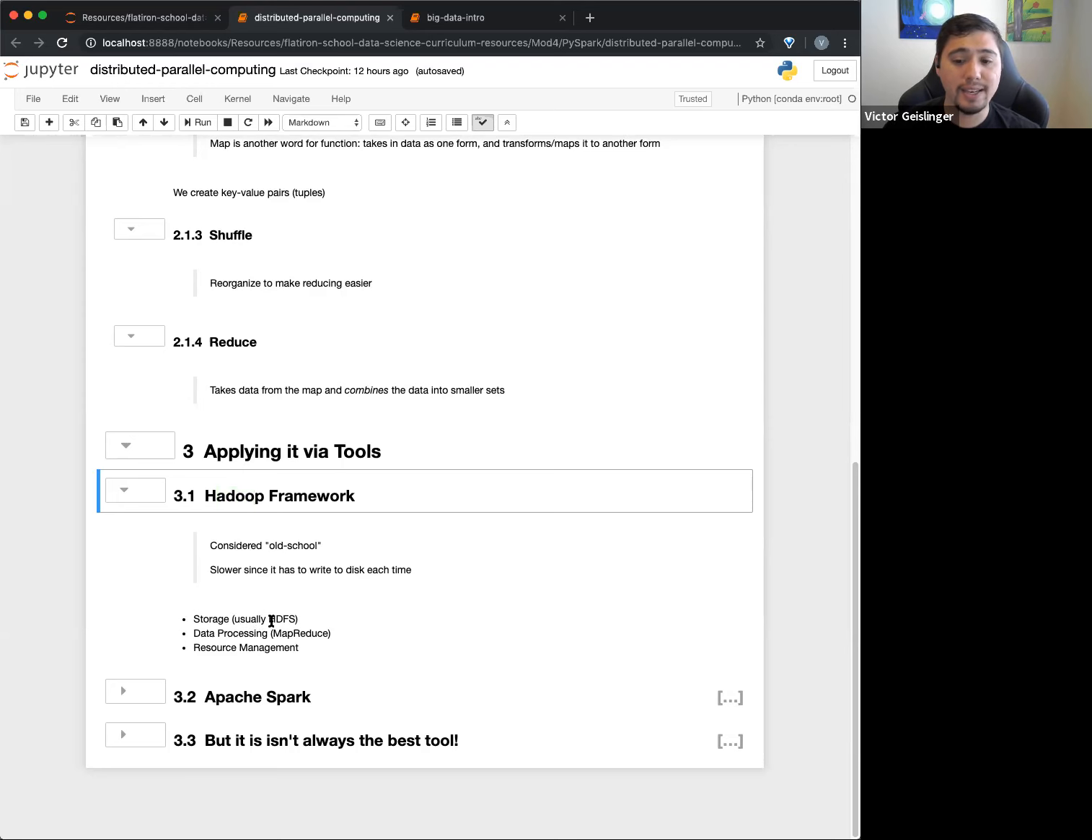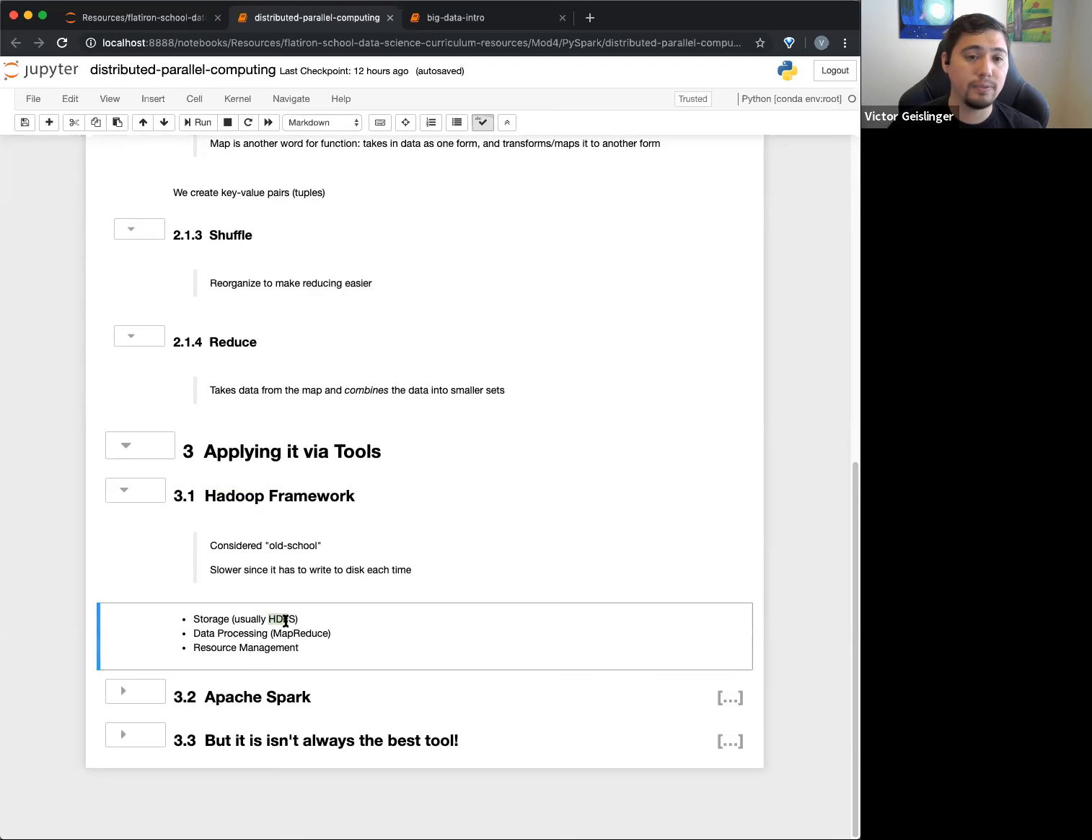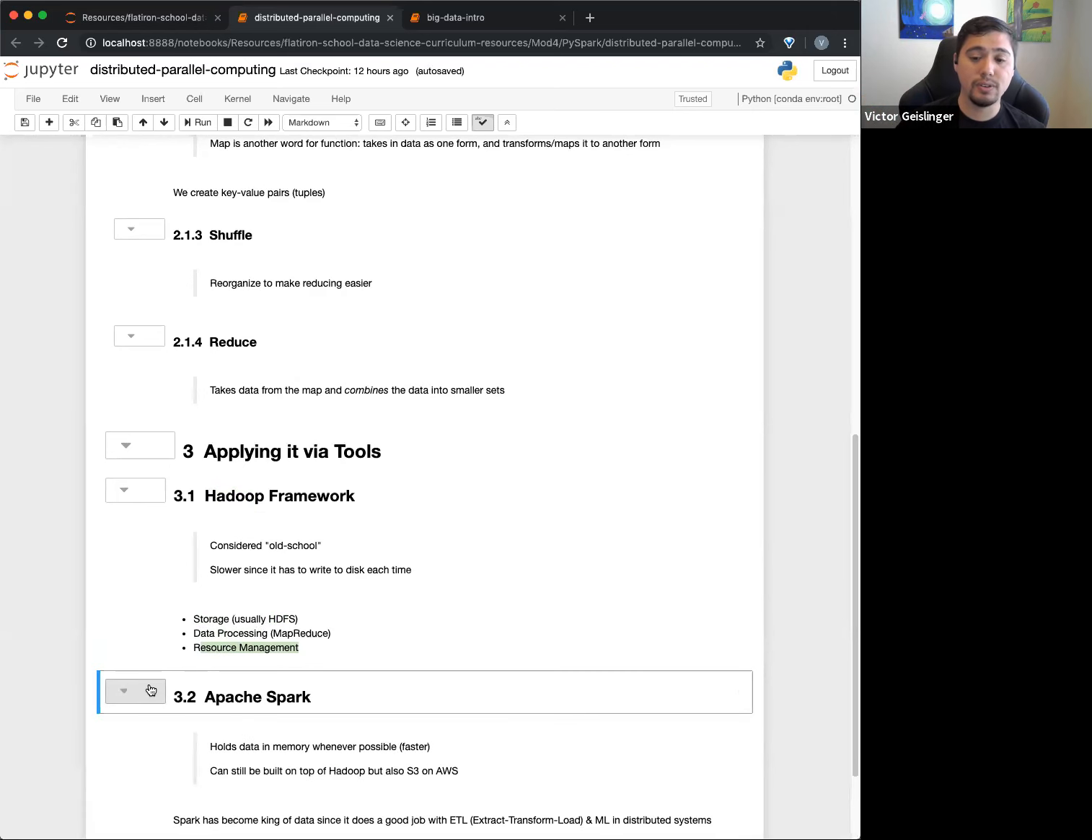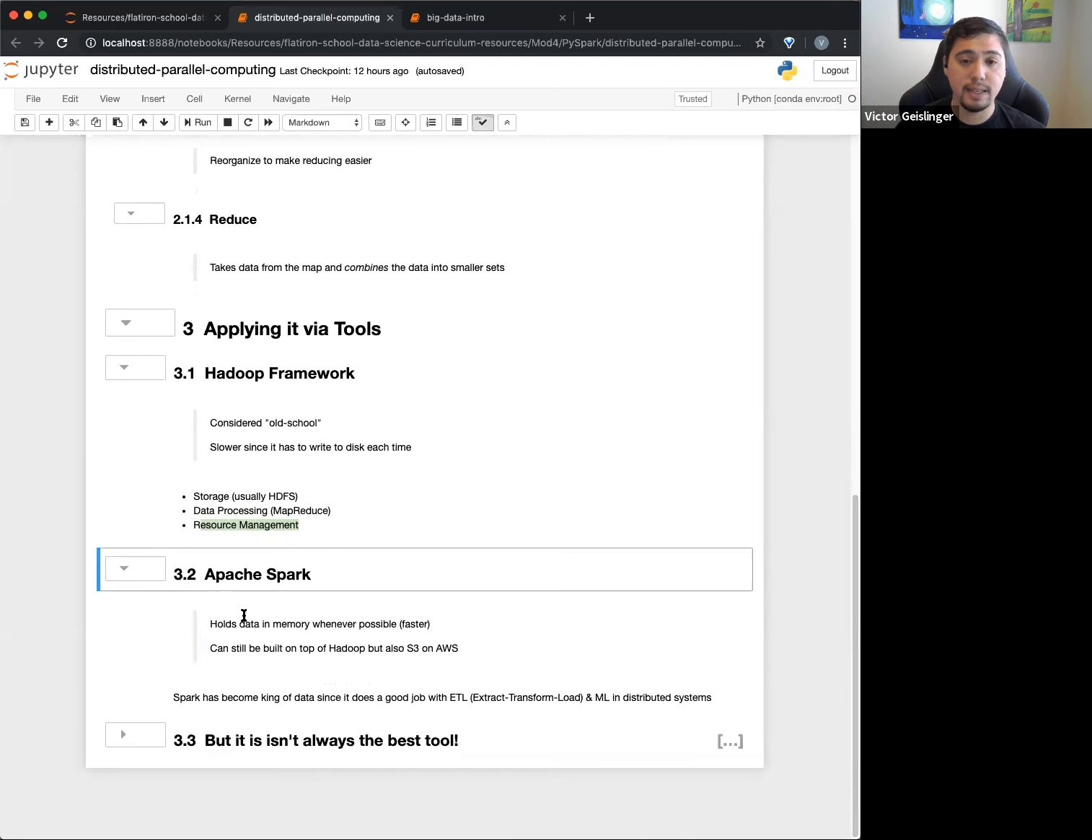And then we use something called HDFS, which is the Hadoop file system. So you have your storage, your data processing, and then resource management, basically saying who gets what work, who gets what task, okay? And then this brings us to Apache Spark, which is faster than Hadoop generally. That's because it holds data in memory whenever possible. It's faster because memory, our RAM, is much faster.